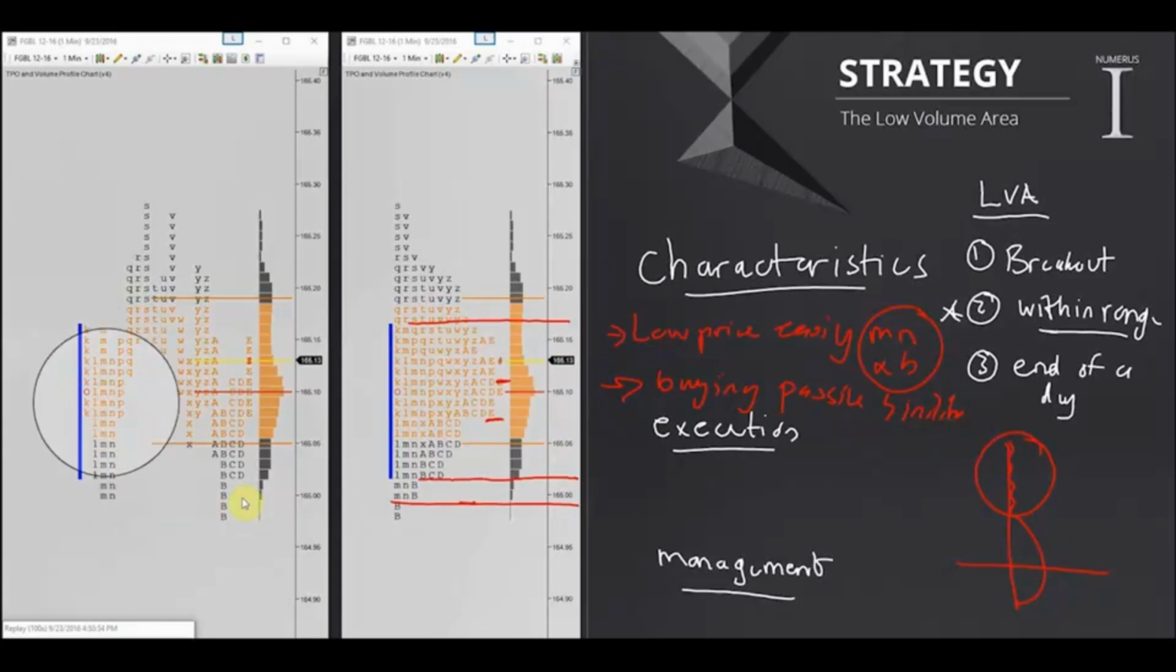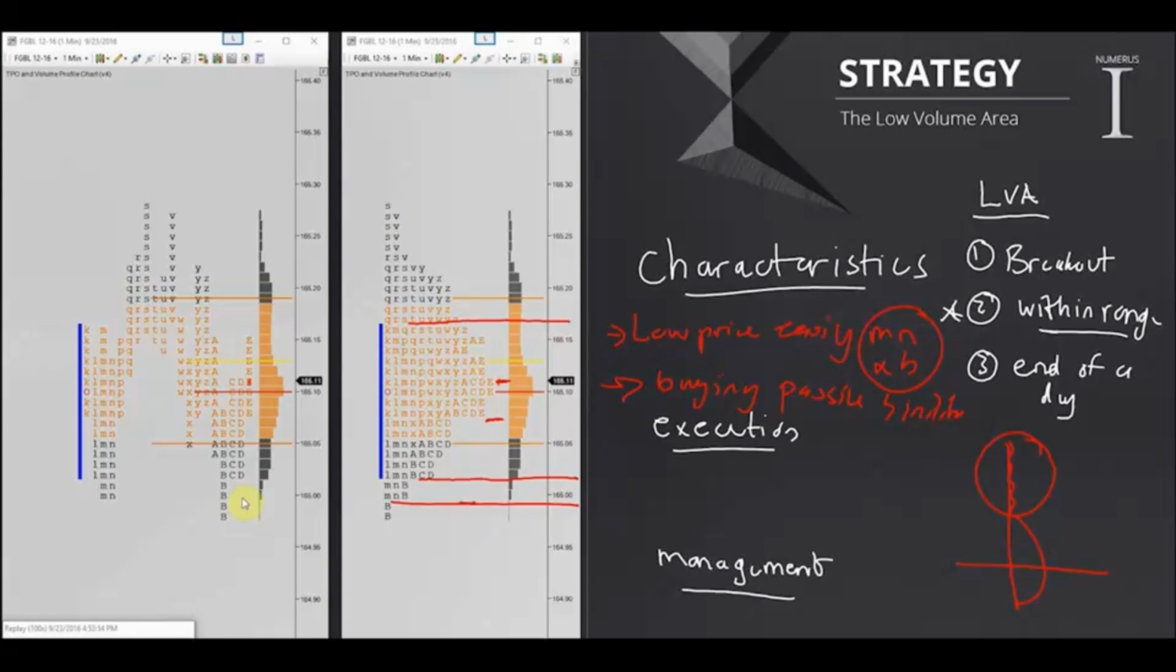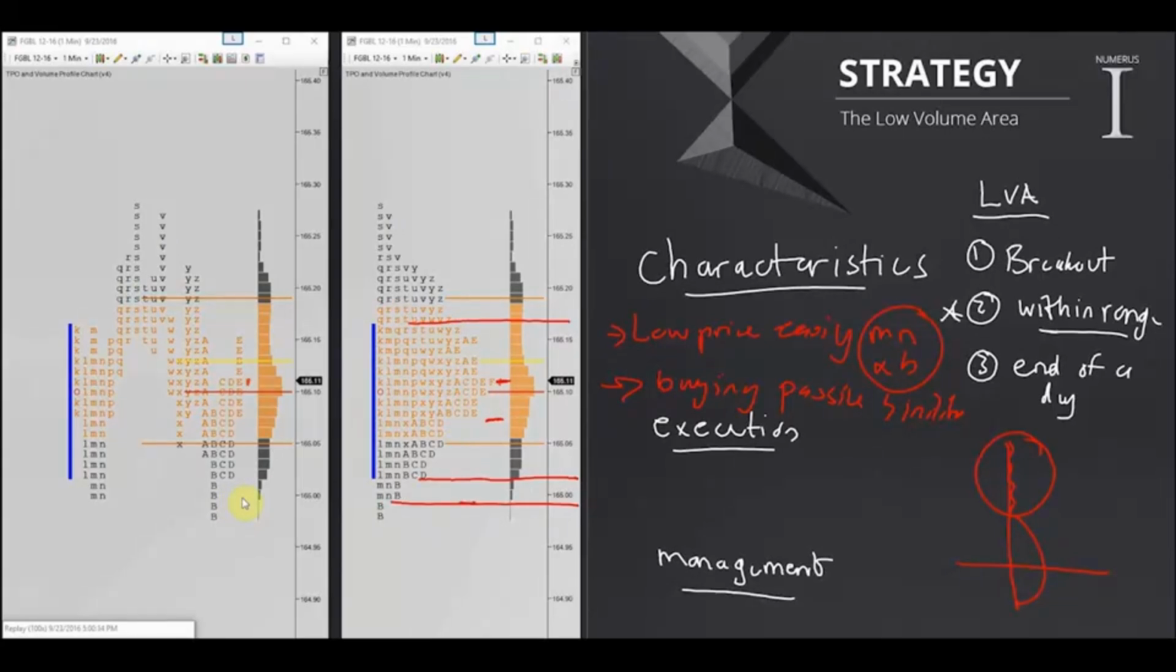As you can see, the most important thing to understand is that a low volume area shows a natural bias or tendency towards one side. And that is why we developed this trade strategy, because it gives us a relatively easier opportunity and understanding. Now, where we want to just finish off is in terms of execution.